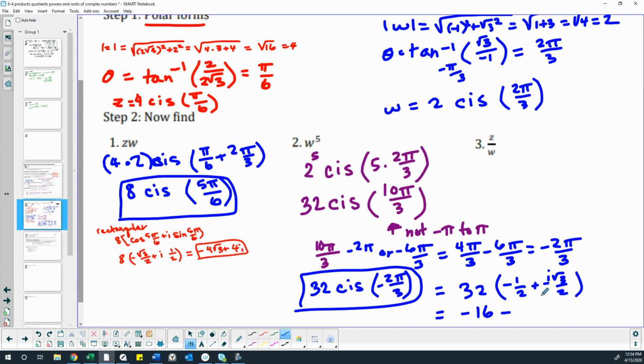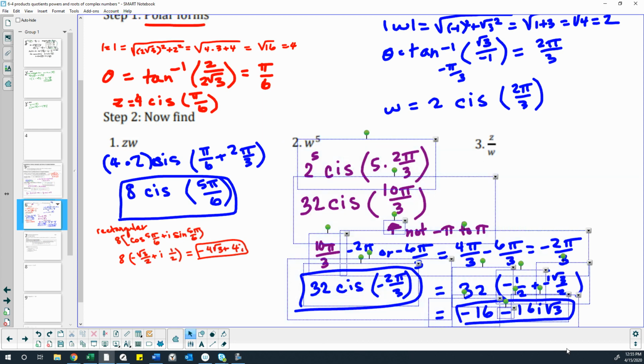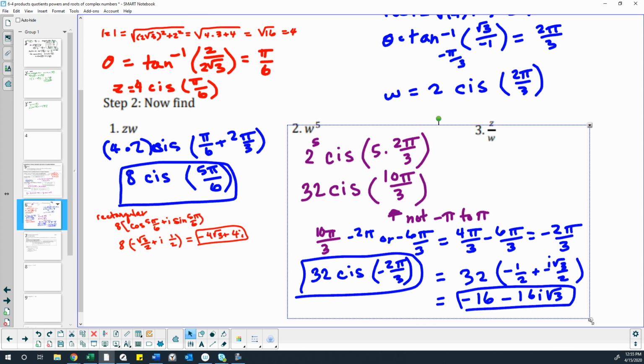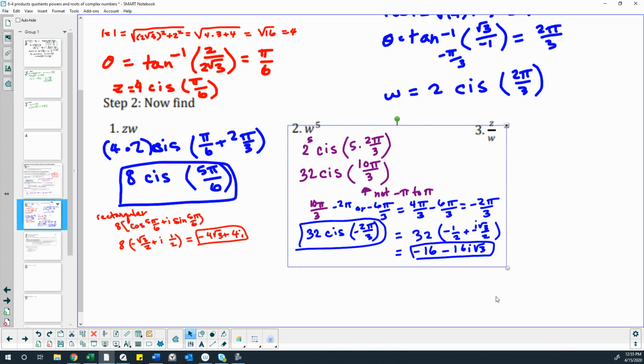So 32 divided by 2 is 16. So negative 16i square root of 3. So there's our rectangular answer. And I'm double checking these with my answers on my notes from last year. They're looking good so far. Okay, that took up a lot of space. Let me size that down for us so that we have room for our last one.